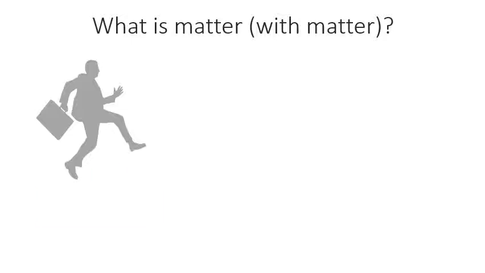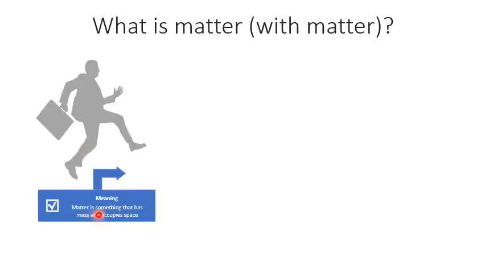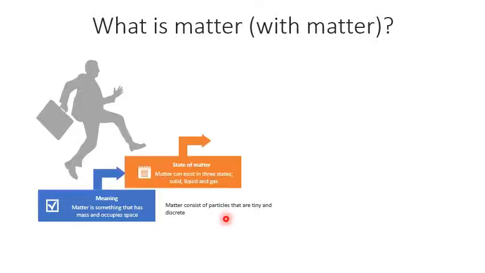What is matter? So here is the meaning. Matter is something that has mass and occupies space. Matter consists of particles that are tiny and discrete. Discrete is separate. And the particles consist of atoms, molecules, and ions.